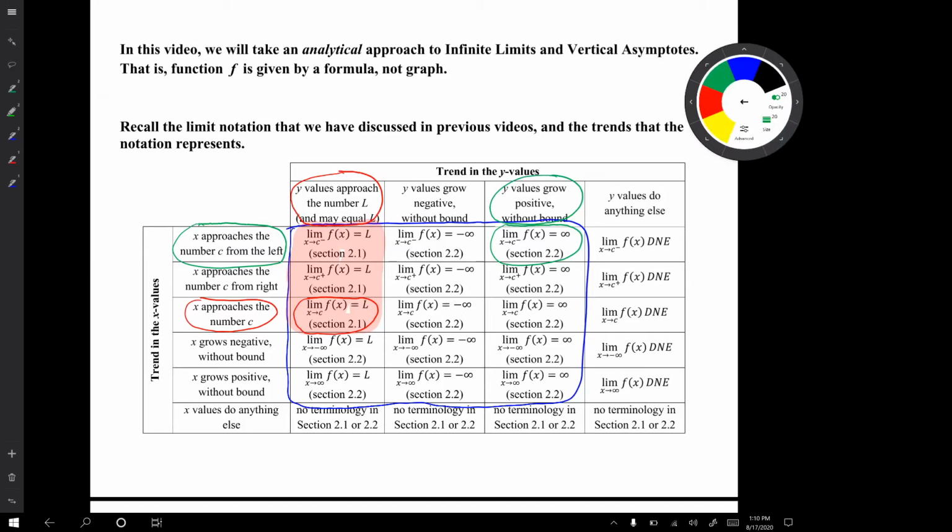Now that kind of limit was the sort of thing that we discussed in section 2.2, limits that have an infinity symbol in their abbreviation. We had limits as x approaches some number and the y values are getting more and more positive or negative without bound. Those limits were what we call infinite limits, and they corresponded to vertical asymptotes. And we had limits where x is approaching infinity, and the y coordinates could be approaching some number or could be growing more and more positive without bound or more and more negative without bound.